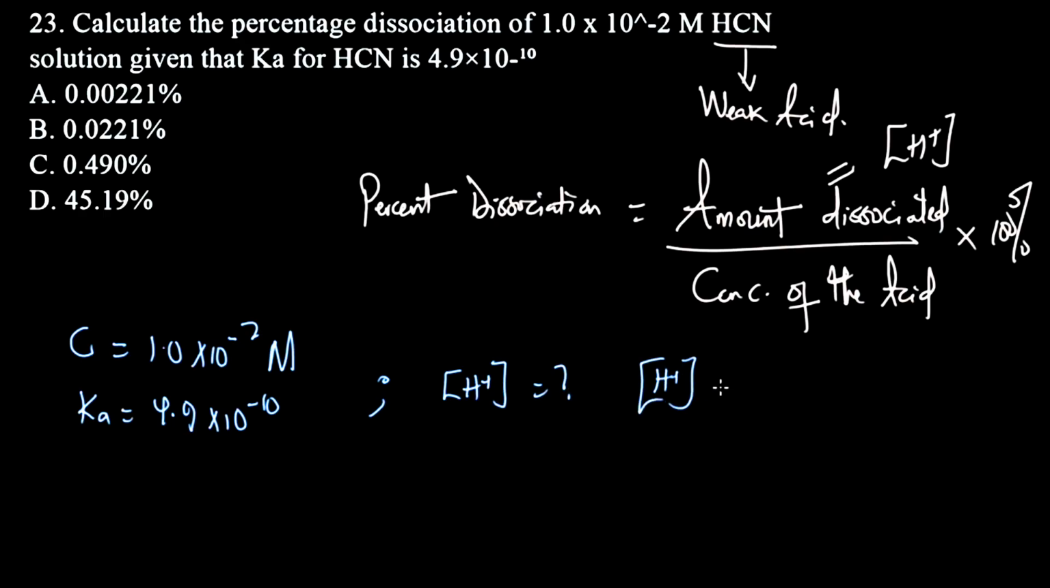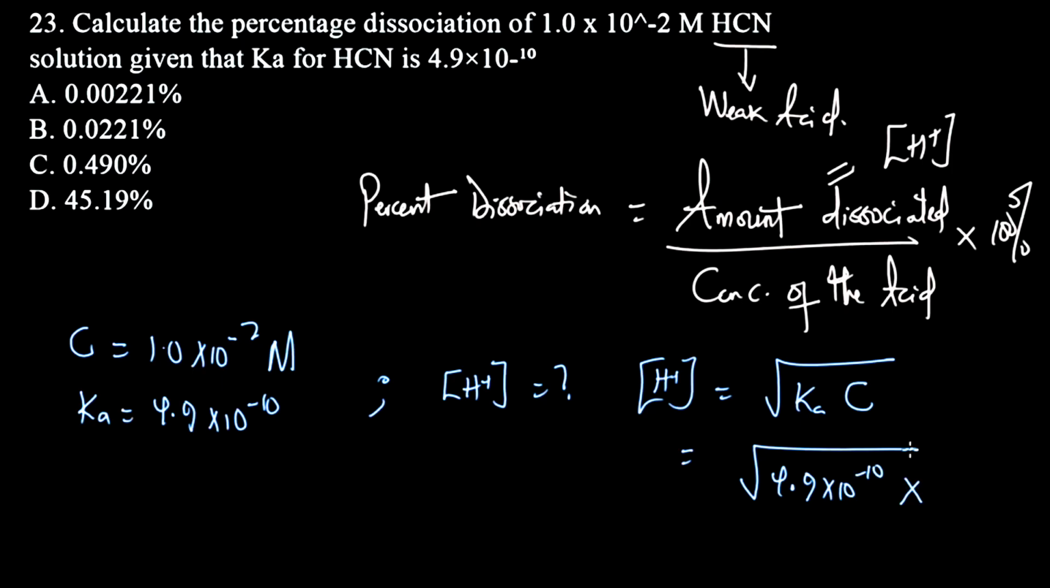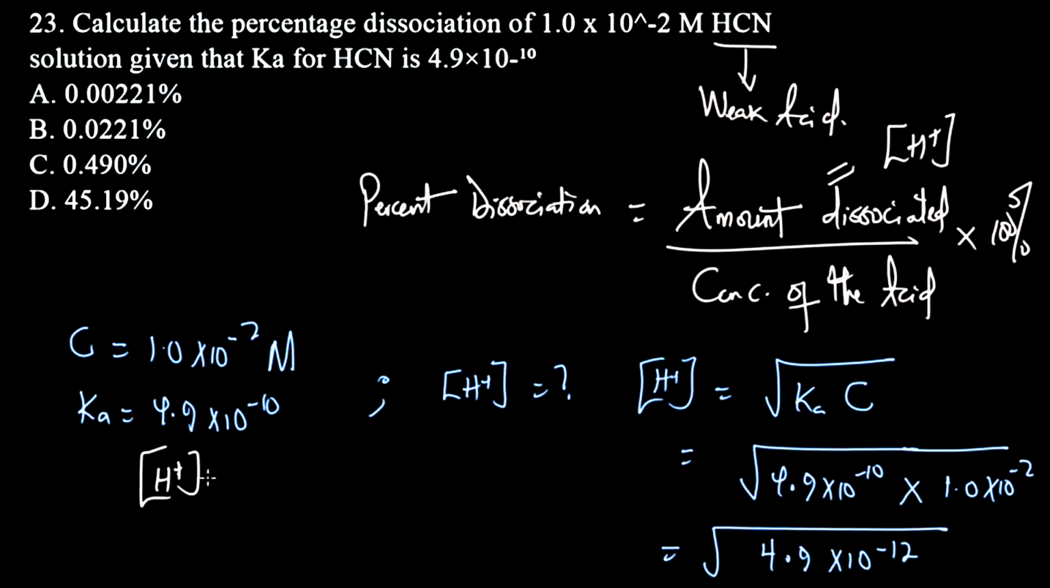So the hydrogen ion concentration is simply the root of Ka times C. So we have the root of 4.9 times 10 raised to power minus 10 times C, which is 1.0 times 10 raised to power minus 2. So we have 4.9 times 10 raised to power minus 12. So we have the hydrogen ion concentration to be 2.214 times 10 raised to power minus 6.